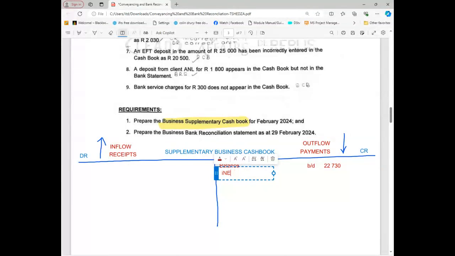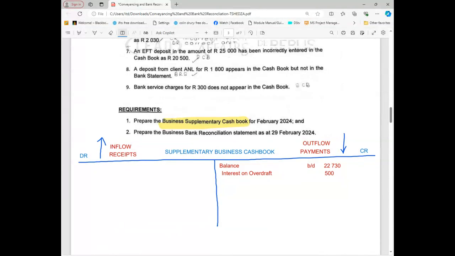Please make sure that it makes sense. 500. So by doing this, we are basically saying that it appears in the bank statement. Now we've put it on our books for it to also reflect on this side, therefore reconciling both.